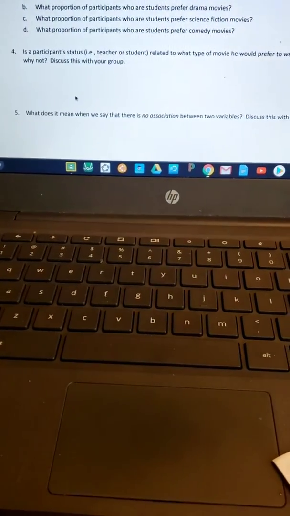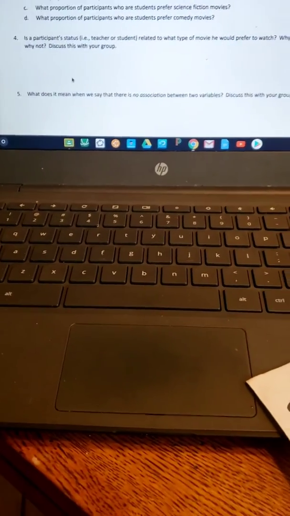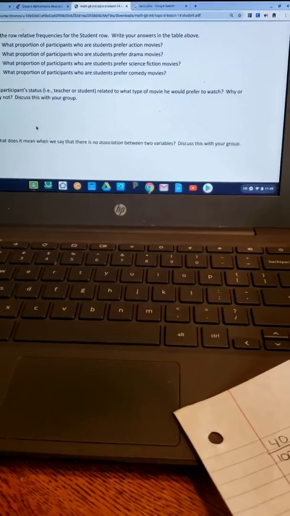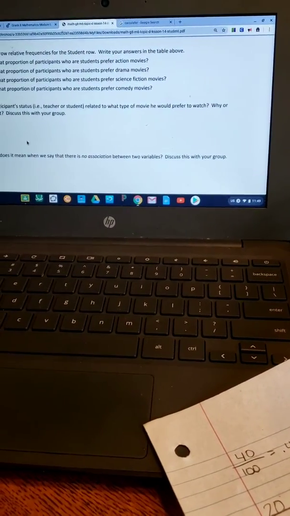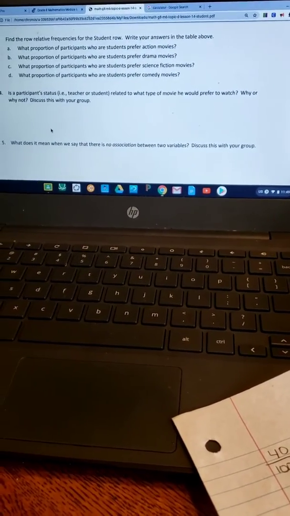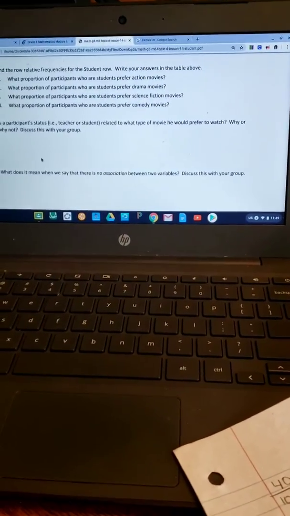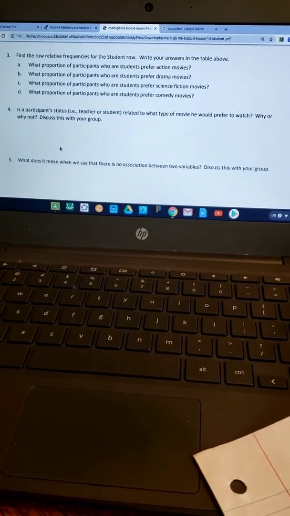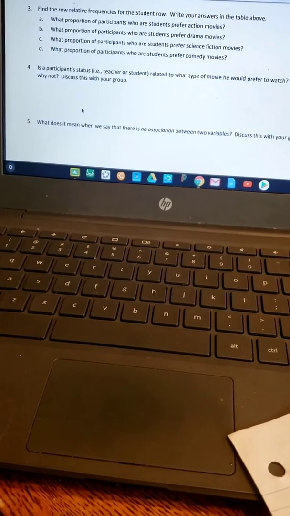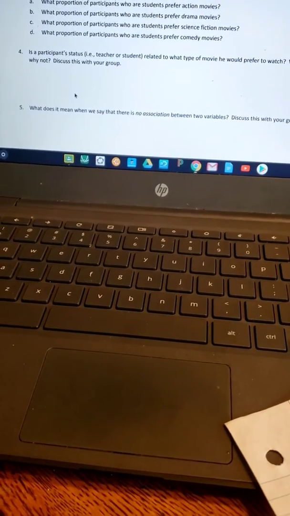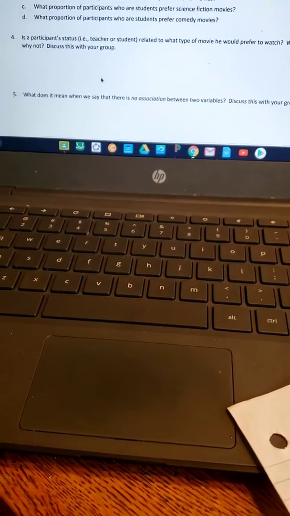Number 5 says, what does it mean when we say that there is no association between two variables? Well, no association just means that one category doesn't determine the other category. So for instance, whether I'm a teacher or a student, you can't tell based on this data whether I would like drama or action, science, or comedy. Same thing for the students. Because everything is so similar and they're the same, I can't tell. So there's no association between these two variables, okay?